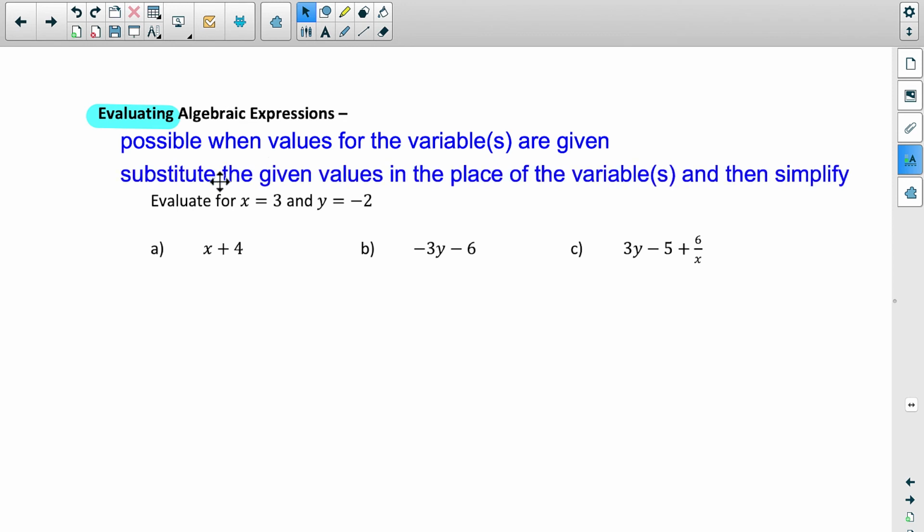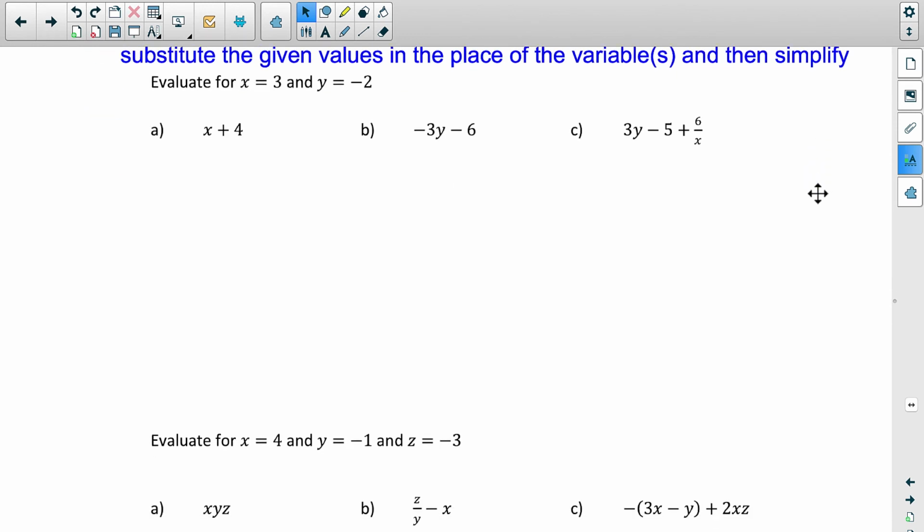And what you do is you substitute these values into the letters, and then you simplify. So, let's take a look. It tells us in this first question that everywhere we see x in these first 3 questions here, it's equal to 3. And everywhere we say y, it's equal to -2.